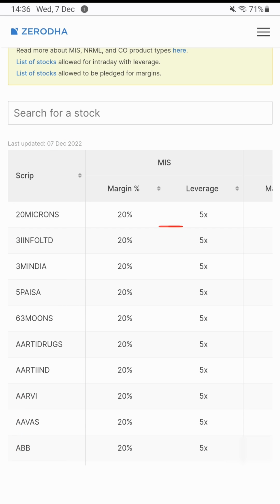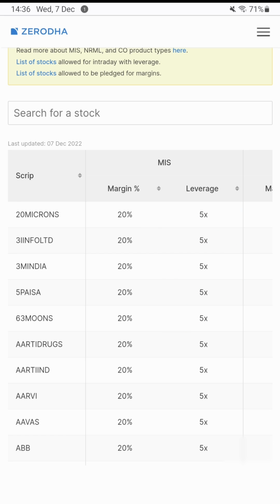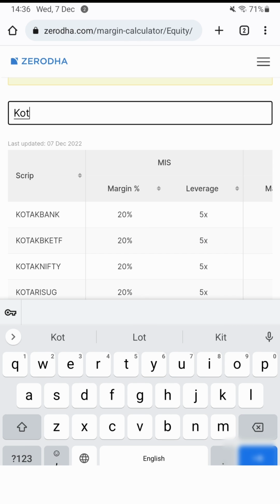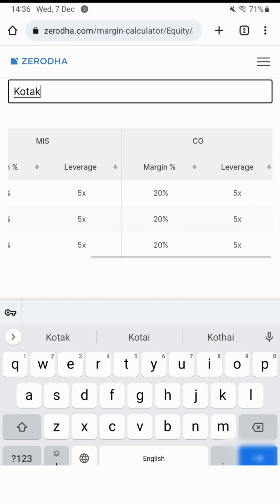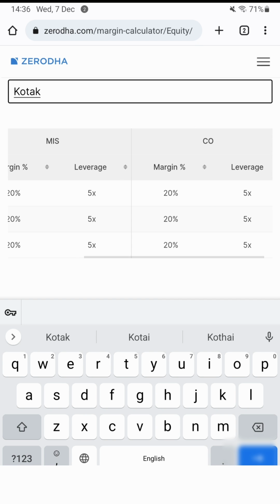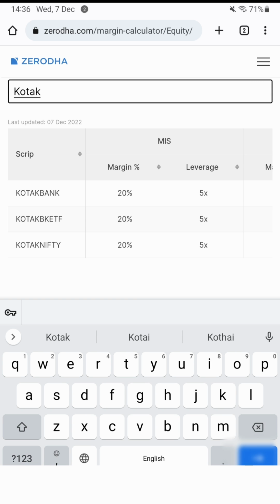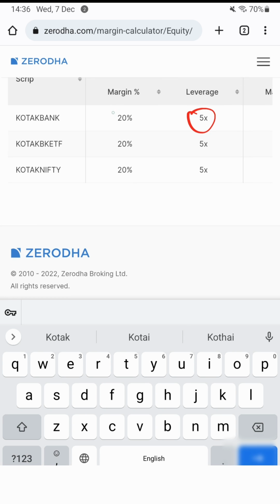There may be stocks which are low on liquidity and you may not get as much margin. But if you take any popular stock over here, you will see the standard is pretty much what I have seen, 5x margin for both these cases. So even if you go down to a cover order, you get a similar one. If you want to understand the difference between MIS and cover order, I have made videos on cover orders, so you can check that out. So your leverage is 5x, margin is 20%. You are giving 20% margin to get effectively 5x leverage. That's how it works.